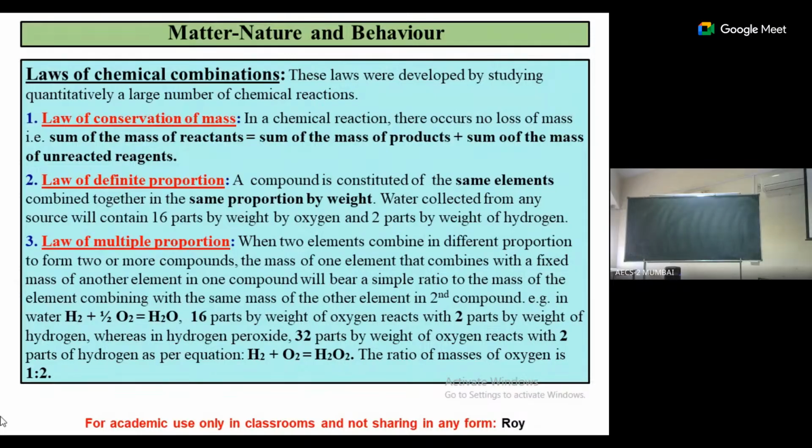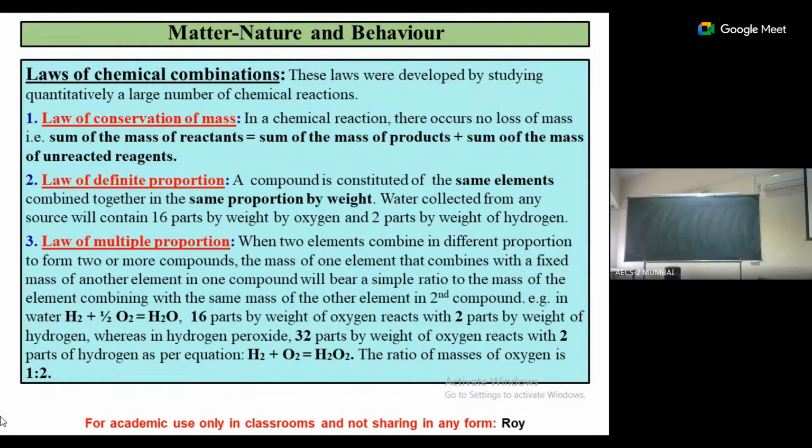Then there is the law of multiple proportion. Any idea? What does multiple proportion say? So that two elements can combine in multiple ratios to form different compounds. Yeah, it's correct. But let me elaborate on your thoughts. Suppose two elements combine to form more than one compound. I give you an example.